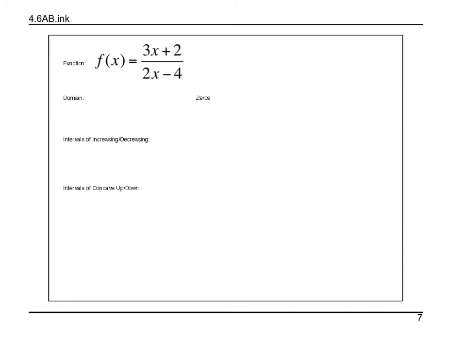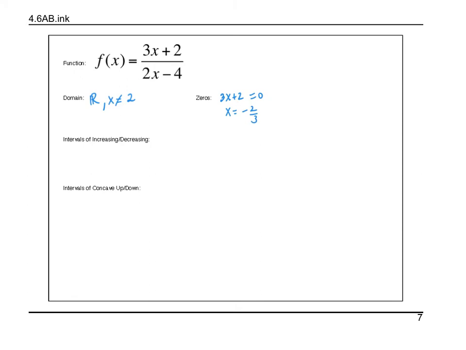Okay, so our domain restriction, right? Domain, we always want to focus on the denominator. We cannot allow the denominator to equal 0. So there's one point of restriction here where x cannot equal 2. Okay. Our zeros, they occur when the numerator is equal to 0. So the 0 here is when 3x plus 2 equals 0, and x is negative 2/3.